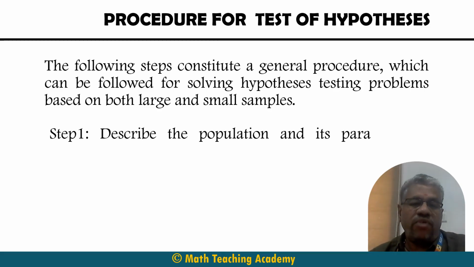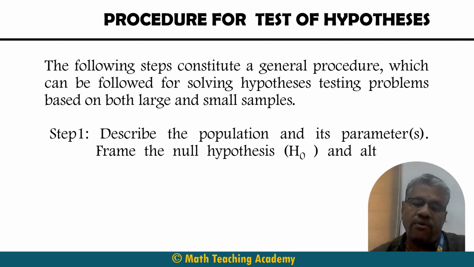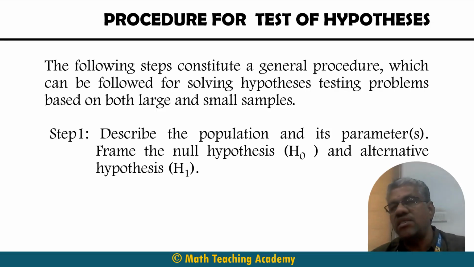Now step 1. What we are going to do in step 1 is we'll have to describe the population and its parameters. What is population? Population consists of a collection of individual units which may be observed for the outcomes. So we'll have to describe the population and its parameter. What is a parameter? A parameter is nothing but the boundary values like mean, standard deviation, like that. So we'll have to frame the null hypothesis.